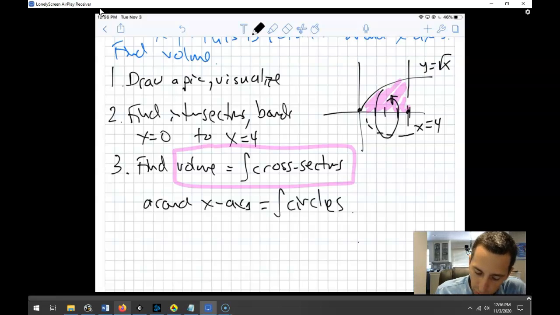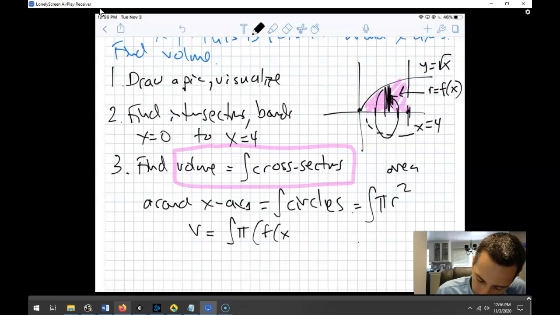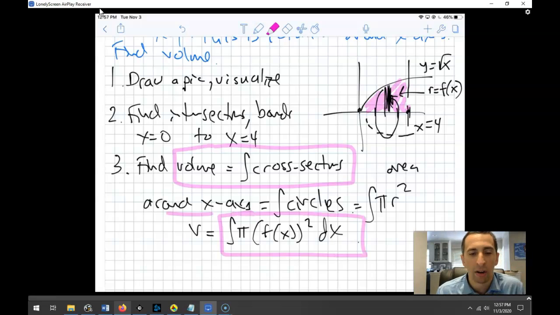Okay, so we should think, what is the area of a circle? Well, a circle is pi r squared. That's the area. And what is the radius? Well, hopefully we can see looking at this picture that the radius is the distance out to the function, that the radius is just the height of the function, that f of x. So if I'm going around the x-axis, my volume is going to be the integral of pi times that function squared.